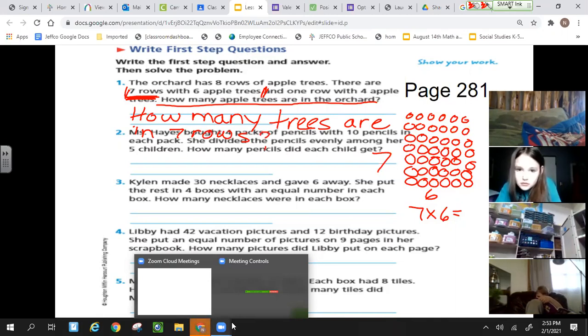7 times 6. Who thinks they can figure that out? What do you think, Abby? I think it's 40. 42. How did you know? Because I counted all the little circles. Oh my goodness, she counted all the circles.